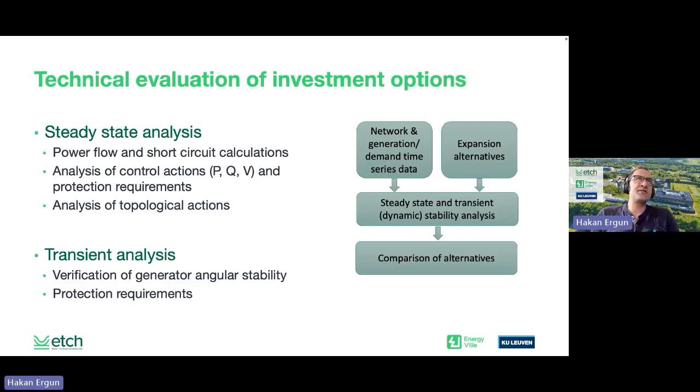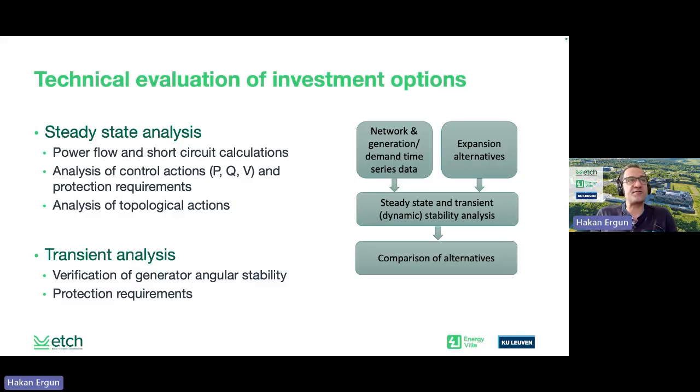In terms of the technical evaluation, what we usually resort to is steady state analysis. These are going to be some power flow calculations, maybe some short circuit calculations if we already need to think about extensions of some substations. For instance, can our circuit breakers already handle these things? One can try to look at analyzing different high-level control actions and protection requirements, and then also analyze different topological actions.